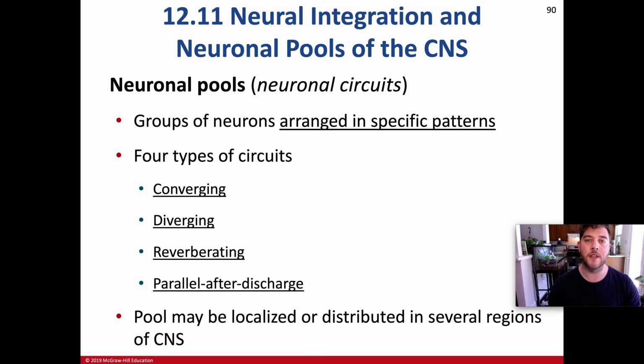Okay, last bit is neuronal pools. Our body is not made of just single neurons running one after the other in nice straight lines. There are different configurations for neurons, different circuits, which are specific patterns of arrangement. You have converging, diverging, reverberating, and parallel after-discharge. You can probably picture converging and diverging, but reverberating and parallel after-discharge might be a little different.